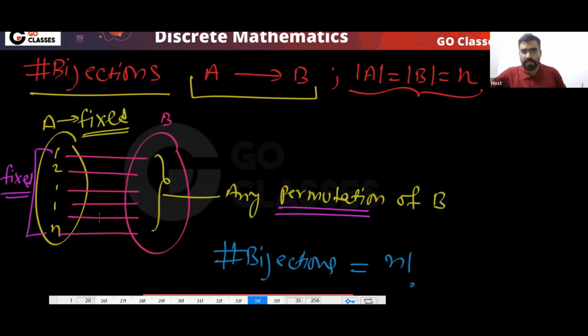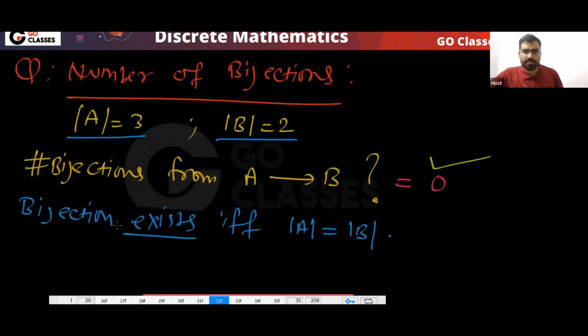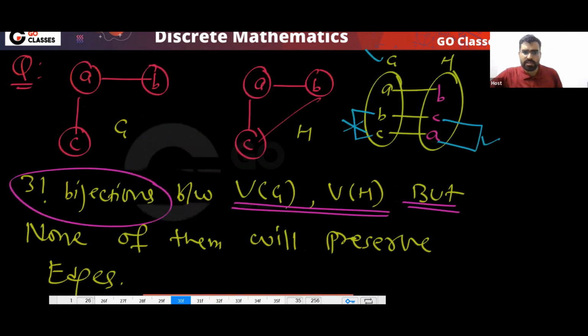Very simple. So finally here, you can notice that 3 factorial bijections are possible, because there are 3 vertices of G here and 3 vertices here. Between these vertices, there are 3 factorial, 6 bijections possible, but none of them will preserve edges. Is it clear to everyone? Please understand, this is the conclusion of this definition.